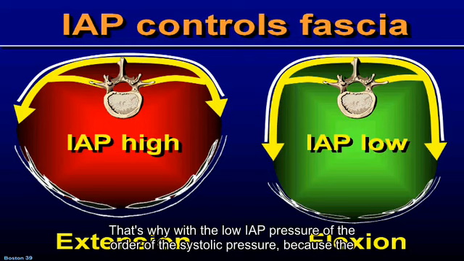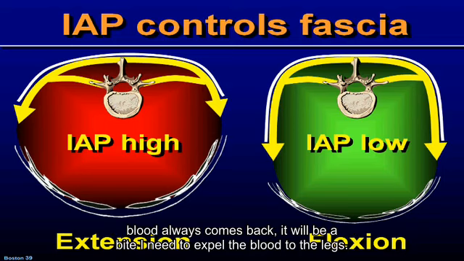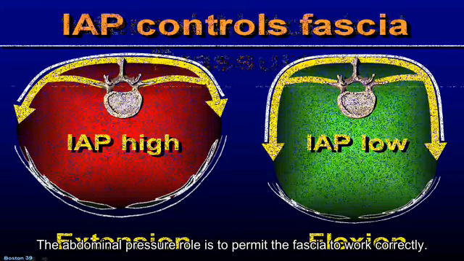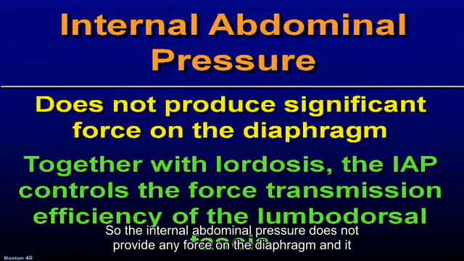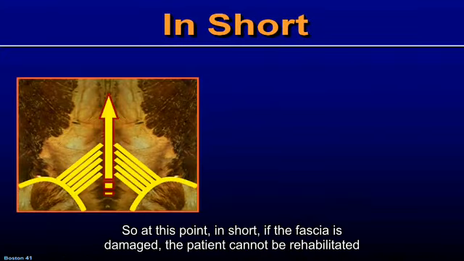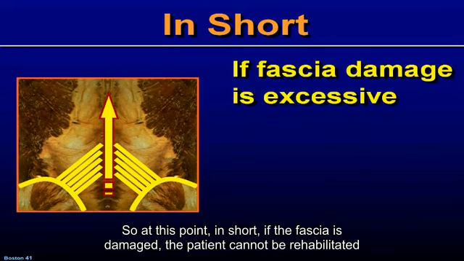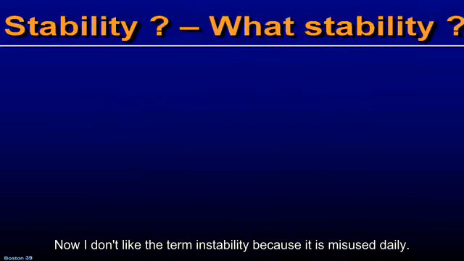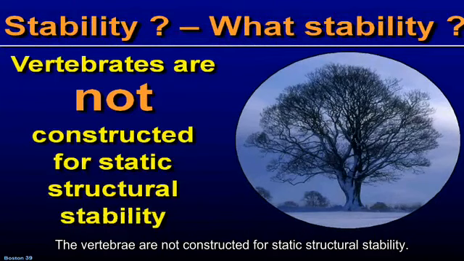That's why with the low IAP pressure, of the order of the systolic pressure, because the blood always comes back, it would be a bad idea to expel the blood to the legs. The abdominal pressure's role is to permit the fascia to work correctly. So the internal abdominal pressure does not provide any force on the diaphragm, and it does help to control the fascia. So at this point, in short, if the fascia is damaged, the patient cannot be rehabilitated, and you get a fundamental instability. Now, I don't like the term instability because it is misused daily. The vertebrae are not constructed for static structural stability.